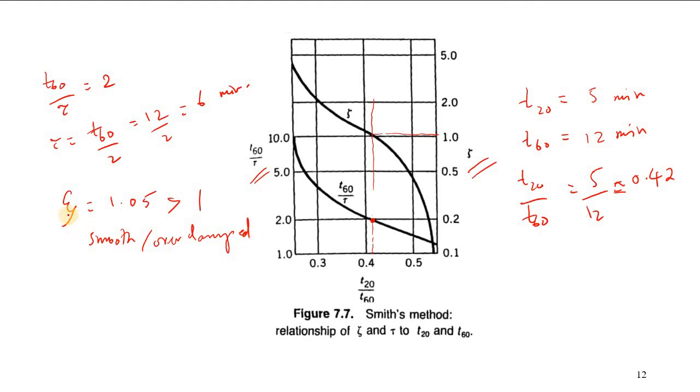So I already found tau and I already found xi. K, which is change of output over change of input, is found. Tau squared s squared, tau is found. Plus 2 xi tau s, we found xi and tau, plus 1. So we can substitute everything here to find my approximated second order system. How did we do this? Just by knowing what T20 and T60 are. So this is using the Smith method.